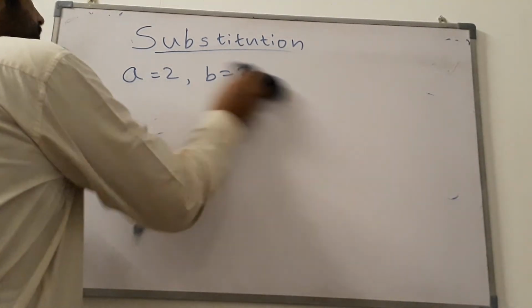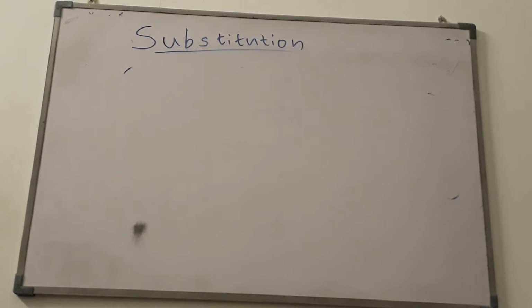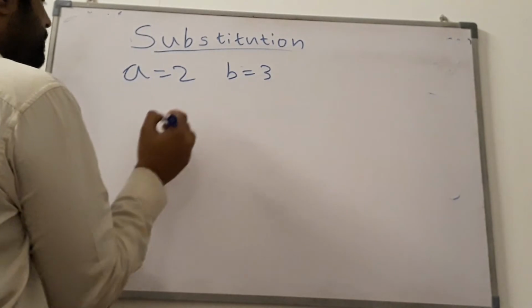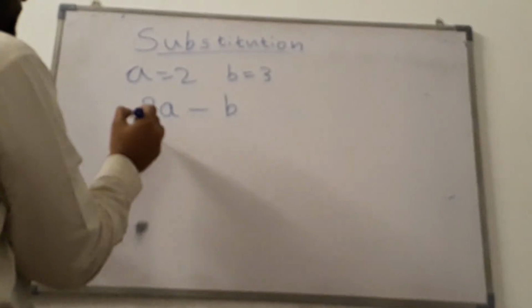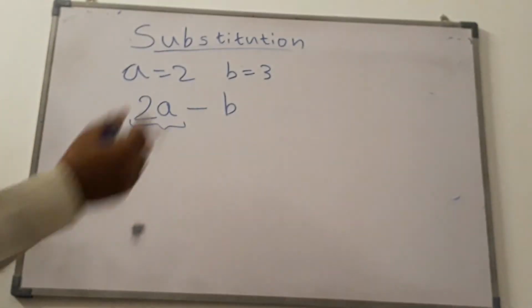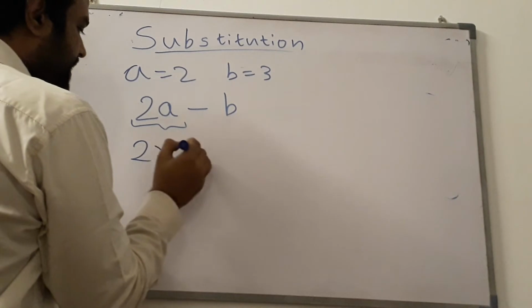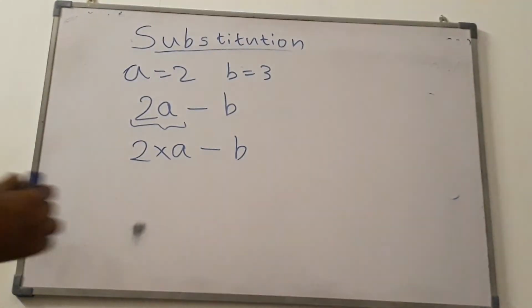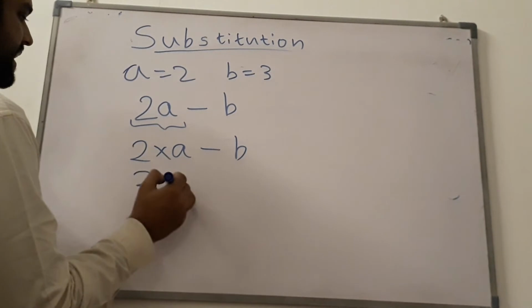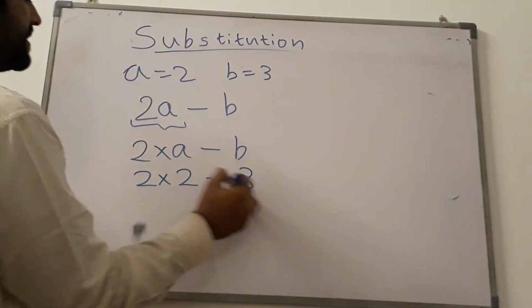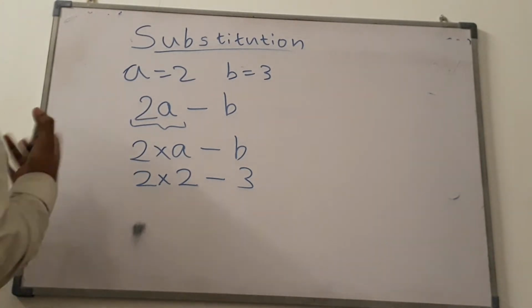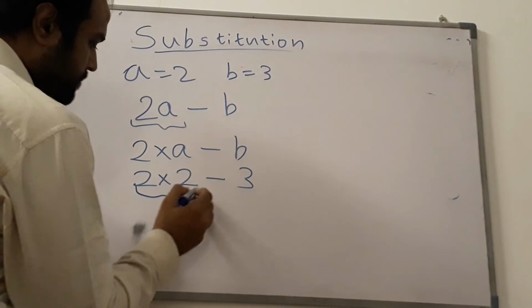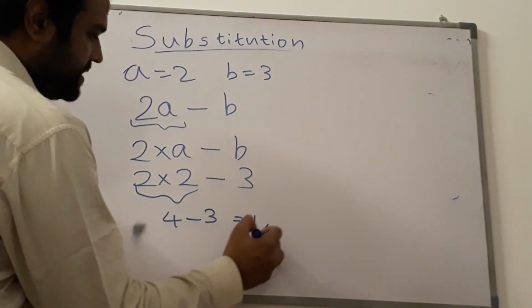Same as if we are given a equals 2 and b equals 3. Suppose it is 2a minus b. Here we can expand 2a: 2 times a minus b. Now we can substitute values. 2 times a means 2, b means 3. Instead of these algebraic terms, we can write values. So 2 times 2 means 4. 4 minus 3 means what?